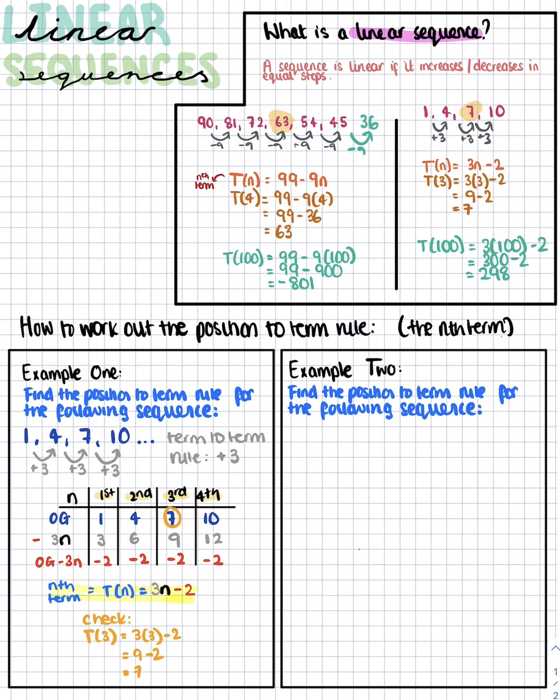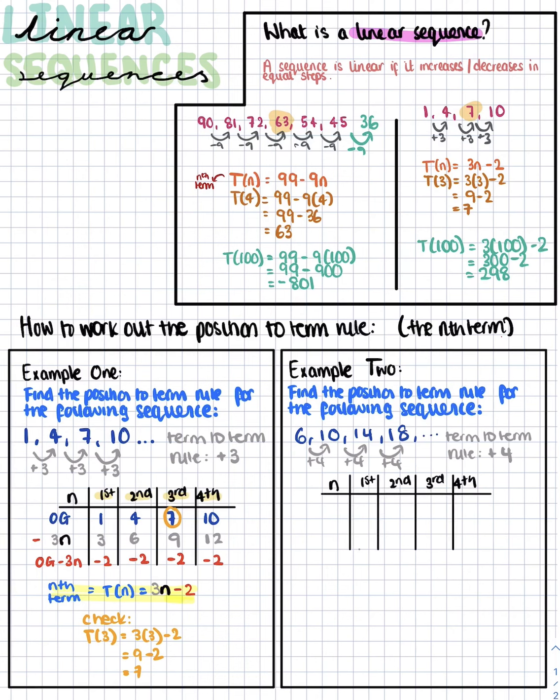What if instead our sequence was 6, 10, 14, and 18? The first thing we need to do is find our term-to-term rule, and in this case, we're adding 4 each time. So our term-to-term rule is plus 4. Our next step would be to set up our table. Our first row is n, so we'll have our first, second, third, and fourth term. Then we'll put our original sequence, which was 6, 10, 14, and 18. This time, my term-to-term rule was plus 4, so my sequence is going to start with 4n.